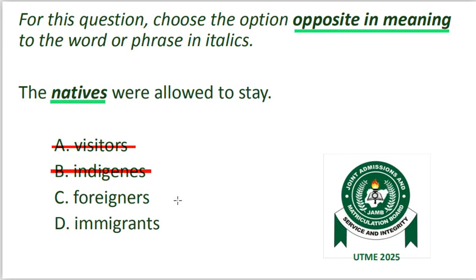Let's look at foreigners. Foreigners are people that live in a particular country where they are not really indigenes or natives. While the last option, option D, immigrants. Immigrants are people that emigrated from their own country to stay in another country. But most immigrants never become residents. Those who actually become residents are the foreigners, and that is option C. That is our correct option.